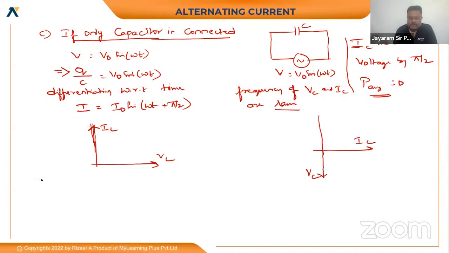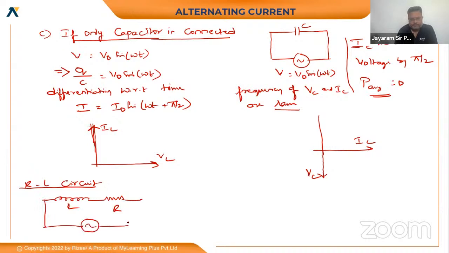Okay, so next there will obviously be combinations of the circuits. One is an RL circuit, that is a resistance and an inductor circuit. If an inductor and a resistance, an LR circuit, this is L and R, both of them are connected to an AC source of V is equal to V naught sine of omega t.